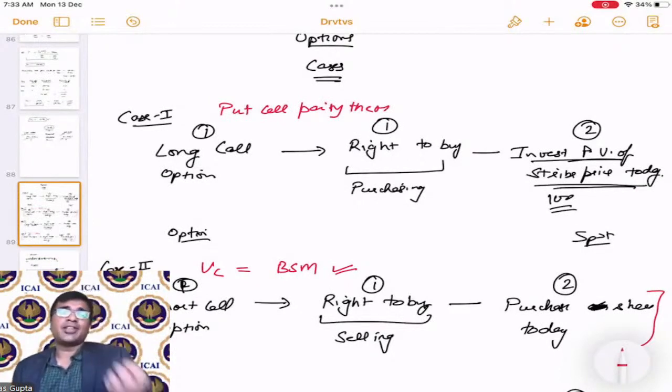What did we say in the long call option? If we are doing any long call, that means we are purchasing the right to buy. That means we have to pay the amount equivalent to the strike price on expiry while exercising the option. So we said that today only we will invest the present value of the strike price and keep it, so that on maturity we get the strike price equivalent amount and we will pay that amount for purchasing the security, correct?